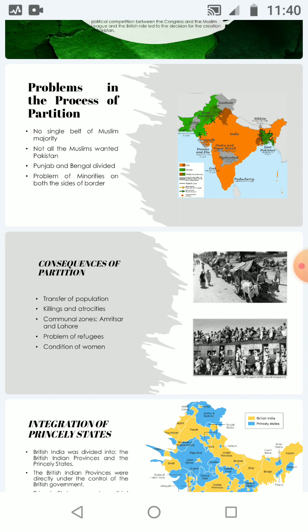Now, the problems which we faced at the time of partition. In India, there was not a single belt of Muslim majority that should be given to them. Even all Muslims didn't want to go to another country like Pakistan. They wanted that their country should not be divided. They didn't want to leave their native country where they were born and brought up. Punjab and Bengal were divided in the process. Minorities on both sides of the borders suffered a lot. They were killing each other. There was violence, displacement, holocaust, bloodshed everywhere.